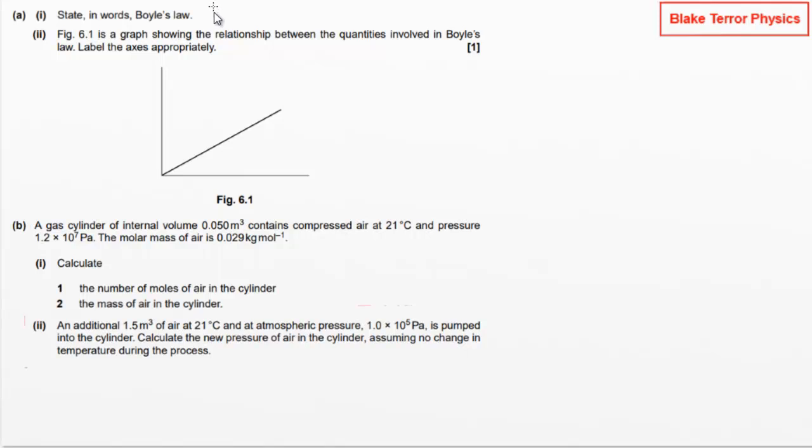So you're going to want to say that the pressure is inversely proportional to the volume, and you need to say for a fixed mass of gas at constant temperature. So again, turn that into a proper sentence, particularly this bit here. So actually write out pressure is inversely proportional to volume rather than writing it out like that.